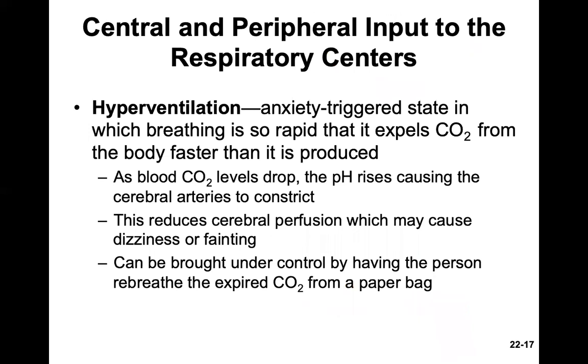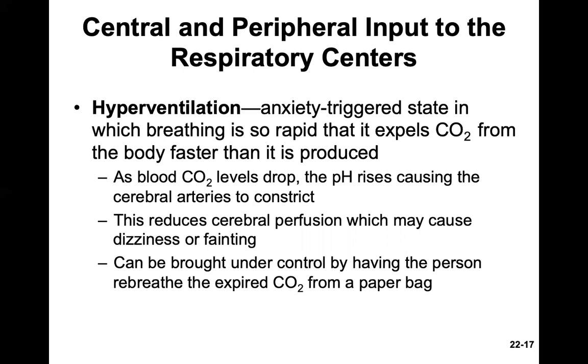Hyperventilation. So hyperventilation is an anxiety triggered breathing state. What happens is, because the person starts to breathe so rapidly, your body releases carbon dioxide faster than your body can produce it. Your lungs will release the carbon dioxide into the atmosphere faster than your body can produce it. When that happens, the carbon dioxide level of the blood drops, and so your pH rises.